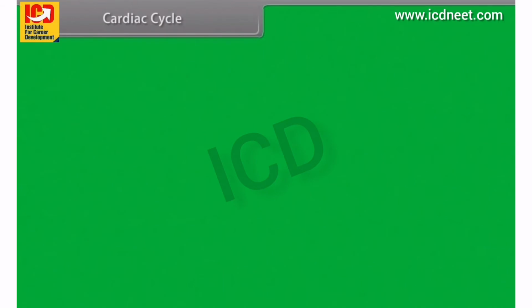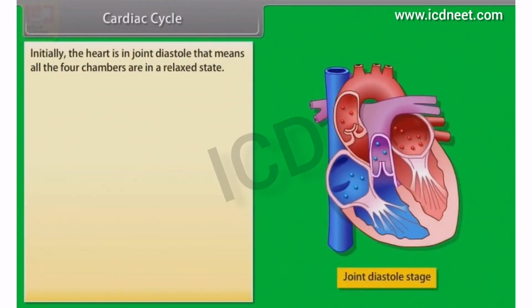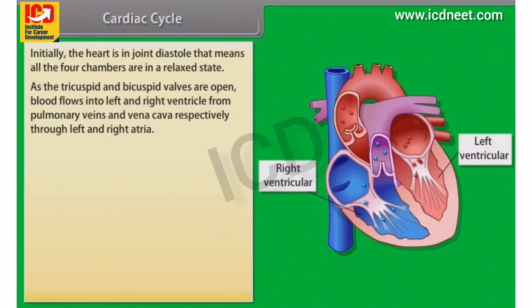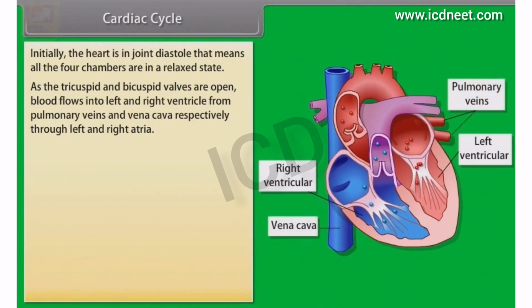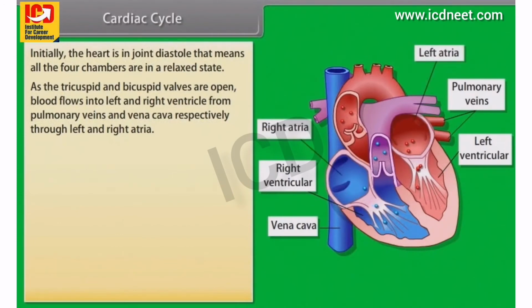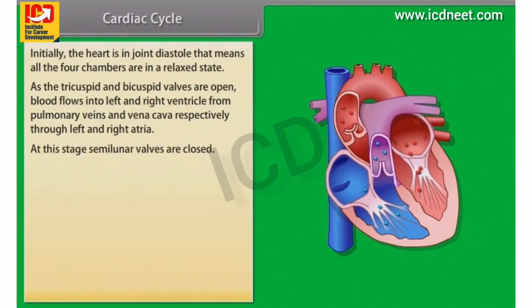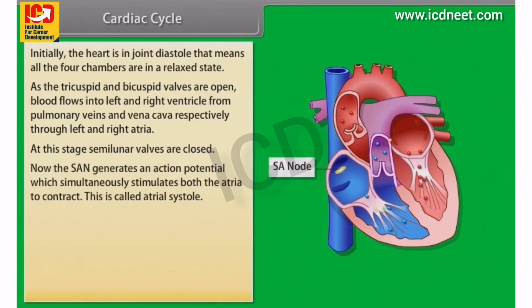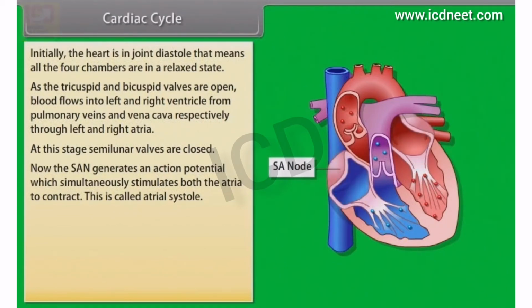Cardiac cycle. Initially, the heart is in joint diastole, that means all the 4 chambers are in a relaxed state. As the tricuspid and bicuspid valves are open, blood flows into the left and right ventricle from pulmonary veins and vena cava respectively through left and right atria. At this stage, semilunar valves are closed. Now the SAN generates an action potential which simultaneously stimulates both the atria to contract. This is called atrial systole.